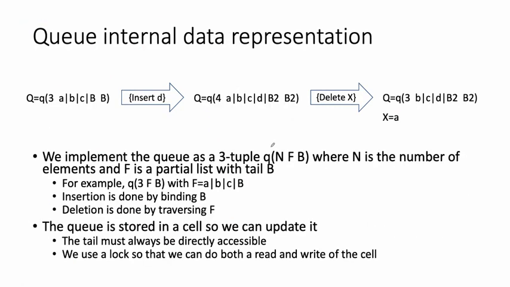Okay? So here's the internal data that I'm going to use. I'm going to represent the queue as a tuple, a tuple with 3 elements. N is an integer, the number of elements in the queue, and F is going to be a list.